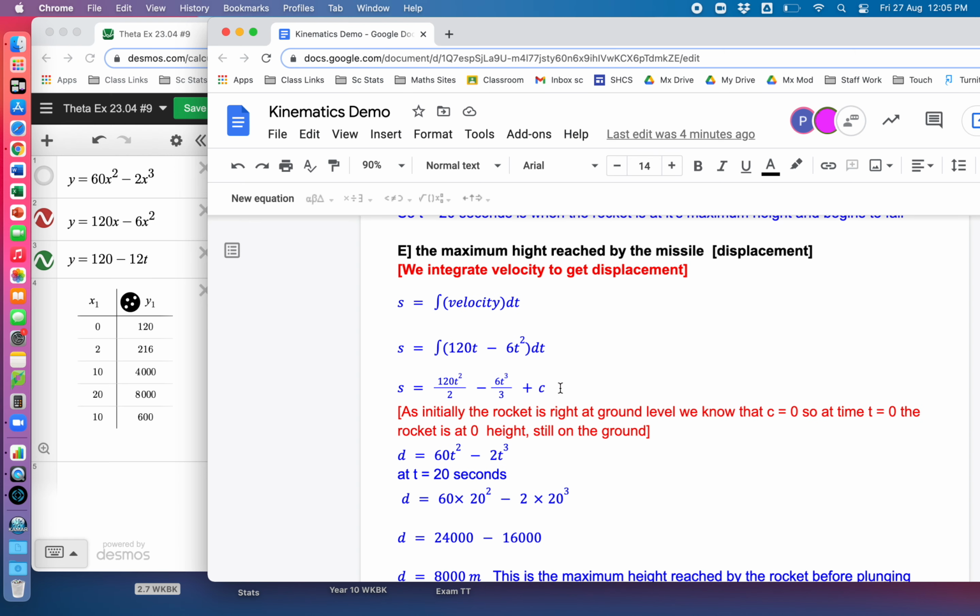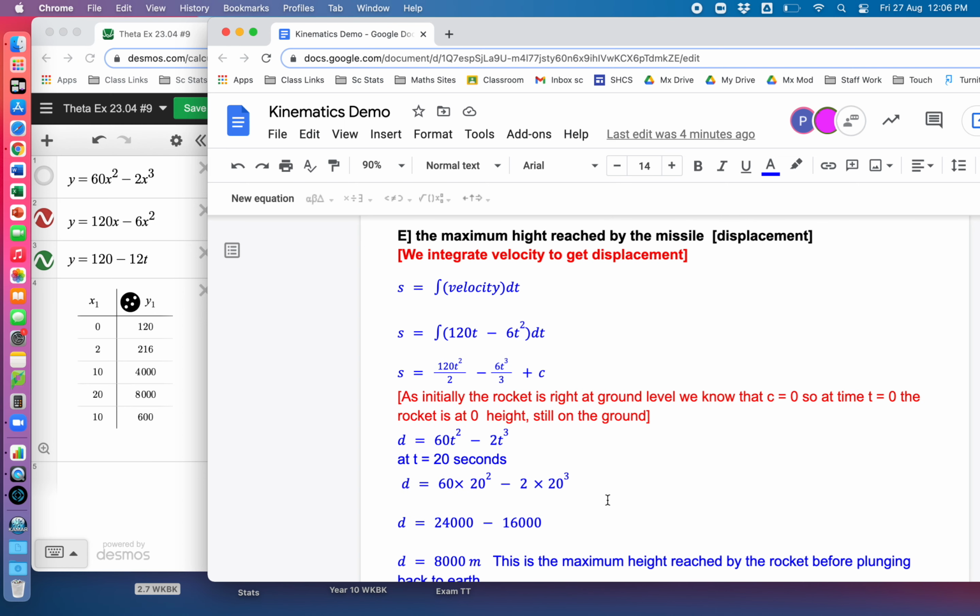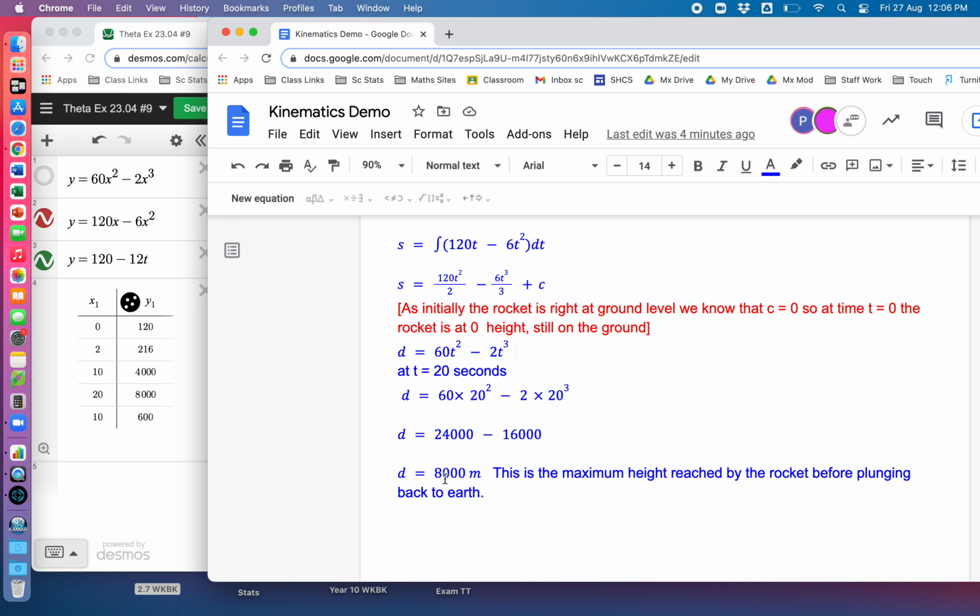Now, a generator plus C, but if we're talking initially, the rocket is right at ground level. So when t equals 0, we want displacement to equal 0. So C has to equal 0, or it would muck it up and it would have the rocket hovering off the ground. So displacement, the C is 0, that's our equation. We know from the previous question that the maximum height was found at 20 seconds, so we sub that in and we get 800 meters. Now, not 800 meters, apologies, that's 8,000 meters, that's actually quite high.